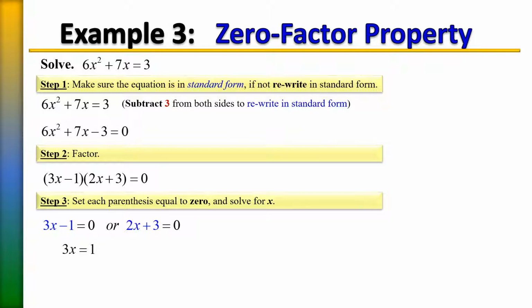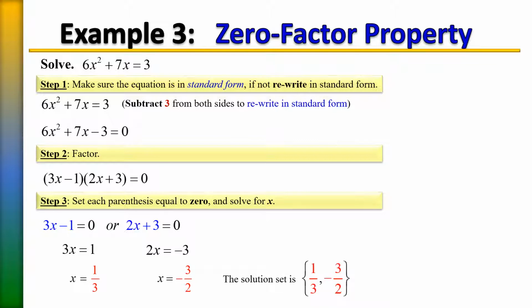Next step to solving this equation for x is to do what? That's correct. Divide by 3 and x equals 1/3. Now let's focus on the right side. To solve this equation for x, what would I need to do? That's correct. Subtract 3 from each side. Then do what? That's correct. Divide by 2. And x equals negative 3/2.